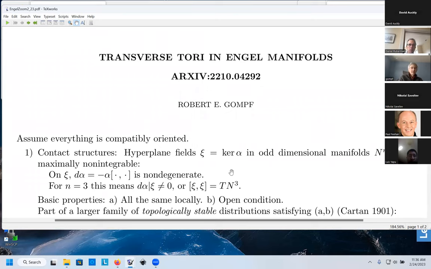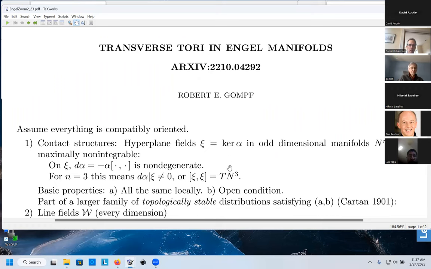And those were, in fact, classified by Cartan in 1901. And, of course, there's one other obvious example, namely line fields of any dimension are all the same locally, of course, and the set of all line fields is open in itself, so sort of trivially, those are topologically stable. And those, of course, are well studied. That's basically the subject of dynamical systems, which is a whole different direction from where I want to go today, but it's an important class of distributions.